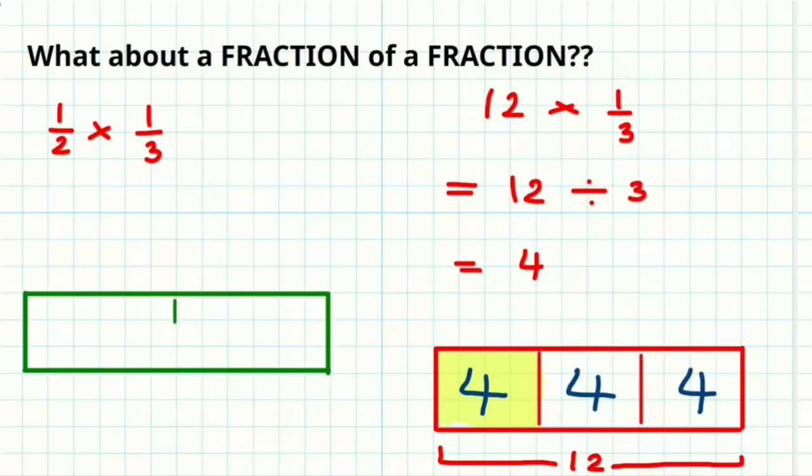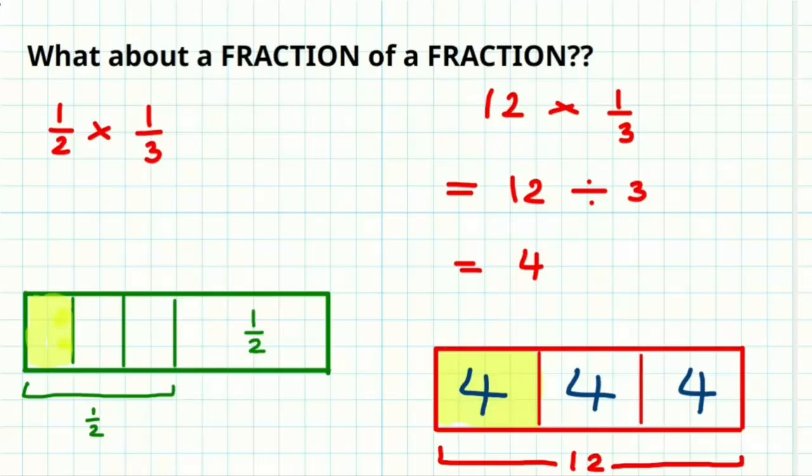A third of a half. So we'll start with a half. So this entire green rectangle represents number 1, and then we'll take half of it. Now we take 1/3 of the half, which means we divide the half into 3 equal parts, and we'll take one of them. The question we need to ask now is what fraction is shaded yellow? And it has to be a fraction of the entire green rectangle.